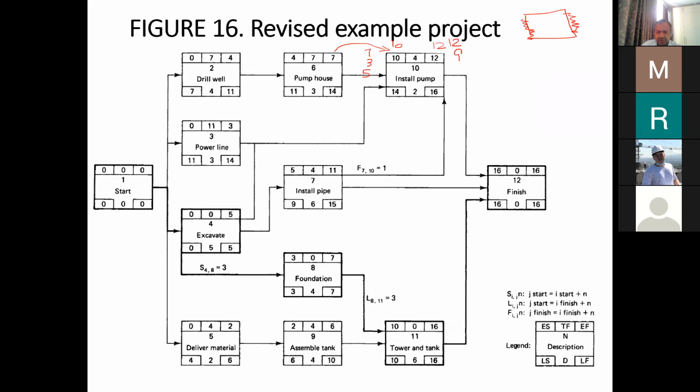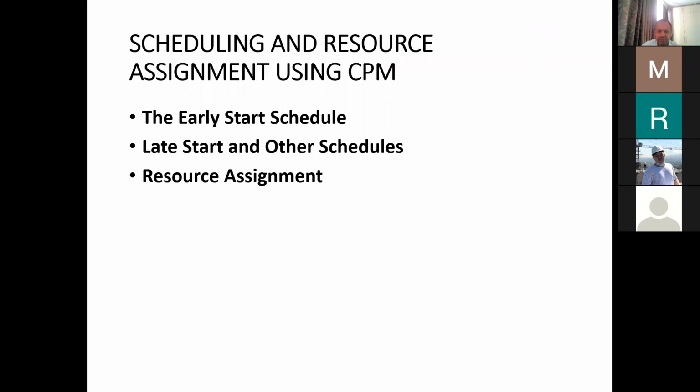So in this way, we can perform the forward pass and backward pass calculations. Remember that in these calculations, we have assumed that all the resources are available to perform those activities. But sometimes the resources are not available, and those resource constraints can affect the activity times as well. So now let's look at the resource assignments, that means scheduling and resource assignment using the critical path method.